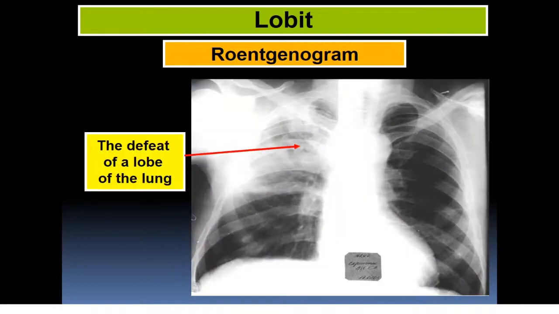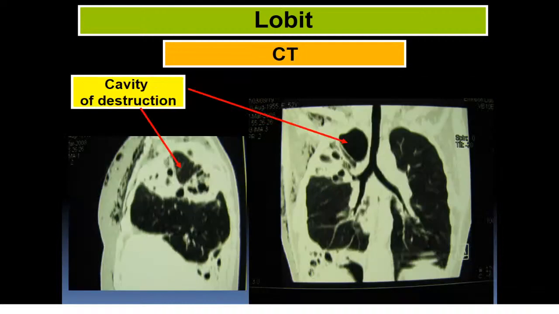On this X-ray, you can see affection of the upper lobe of the right lung also. We can see decrease of pneumonization of the upper lobe. And on CT scan, we can see affection of the upper lobe of the right lung also, with a cavity of destruction, a cavity in both projections.